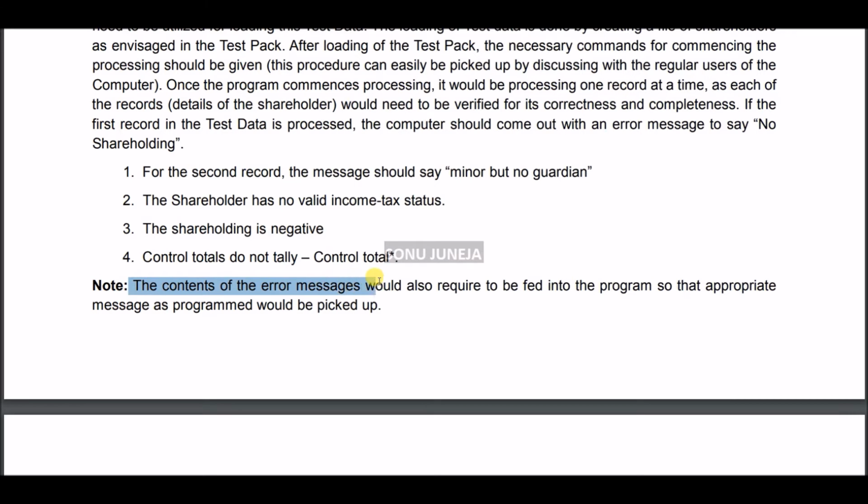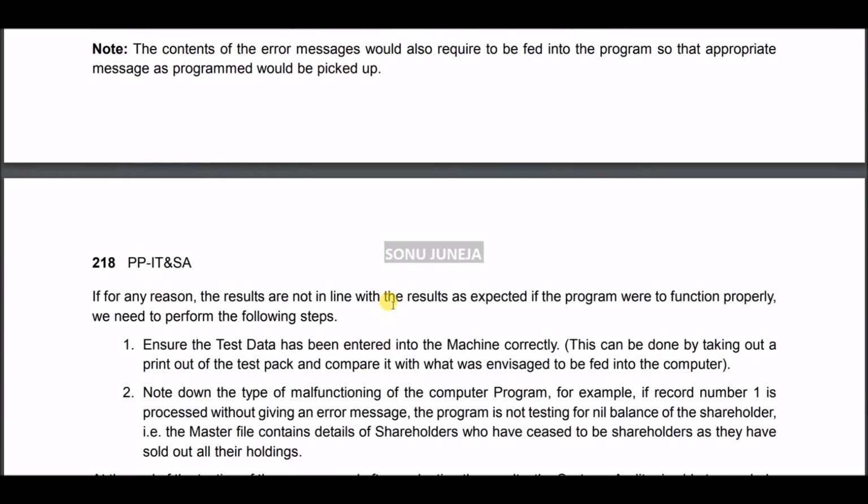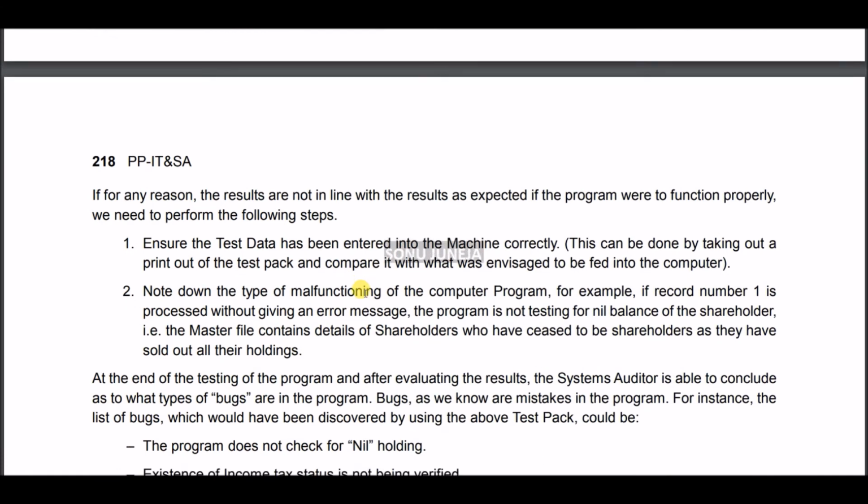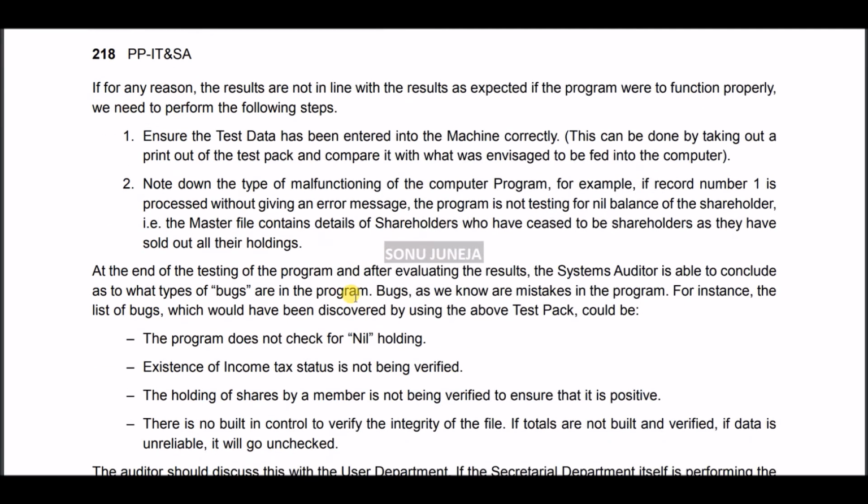The contents of the error message would also need to be fed into the program so that the appropriate messages would be picked up. So it is basically creating a program in an intelligent way, where it should also be aware of what you are feeding into it, what exactly you are trying to enter into the computer.